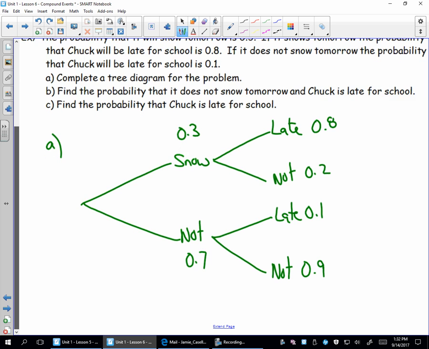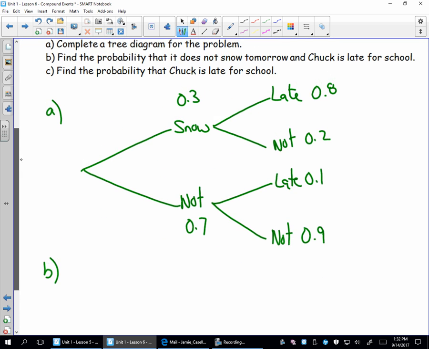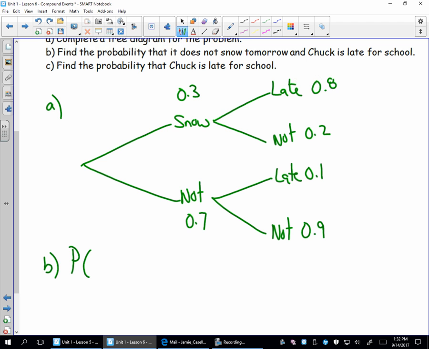Let's try some questions here. Find the probability that it does not snow, so not snow, and late. So in my tree diagram, I need to do not snow, that's 0.7, and late. Late is 0.1 on that branch. So there's a 7% chance of that happening.